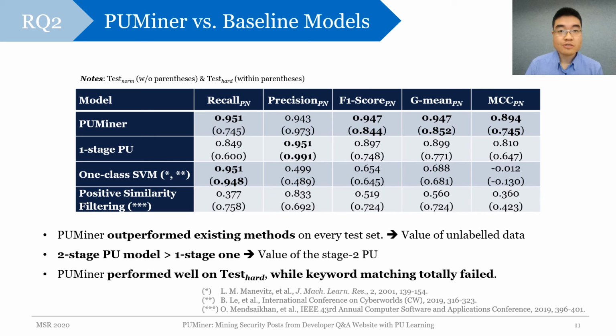In research question 2, we use the optimal model of PUMiner from research question 1 to compare with existing methods. And we find that PUMiner outperformed these methods by a significant margin, demonstrating the usefulness of unlabeled data to the learning process. Our two-stage model was also better than the one-stage model, showing the necessity of both PU stages. PUMiner also performed reasonably well on test hard with 75% MCC, where keyword matching totally failed.